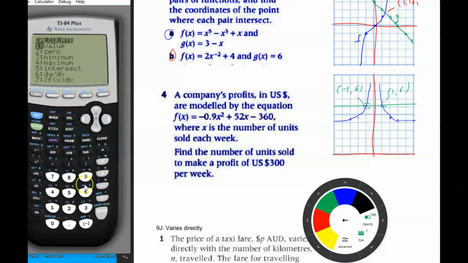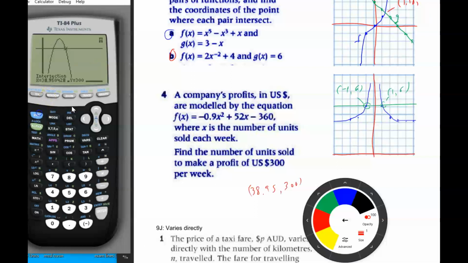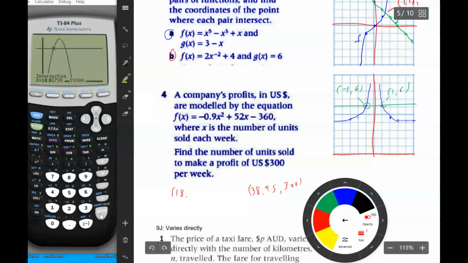We do second calc intersect like we did before. And first it's going to find the right one because our cursor was closer to the right. So the right one would be 38.95 comma 300. And for the left one, second calc intersect, number 5. Enter first curve, second curve, and then we move the cursor over closer to the left intersect, and that gives us the left intersect. The left intersect is 18.8 comma 300.